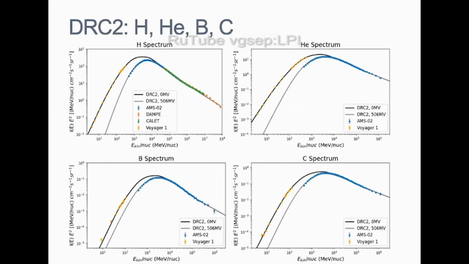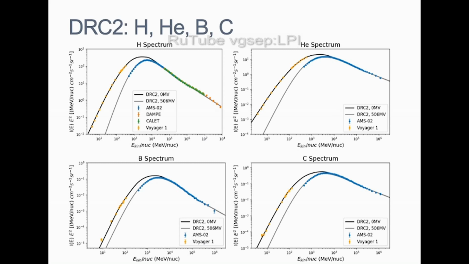Next, we can explore the behavior of the different models for each of the cosmic ray species. Here we have, starting with hydrogen, helium, boron, and carbon. And so here we're starting with the best performing model, DRC2, where the model falls within the reported error for nearly every AMS-02 and Voyager 1 data point. And generally, all of the models agree with most of the data well, and the differences between the models come in specific imperfections in certain parts of the spectra.